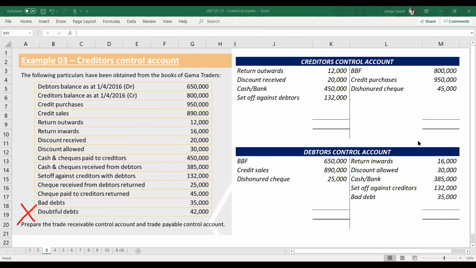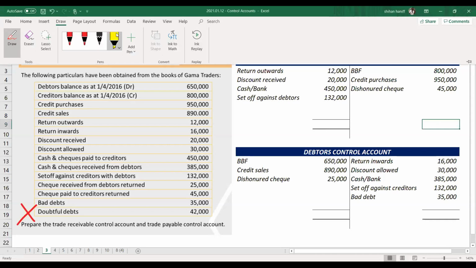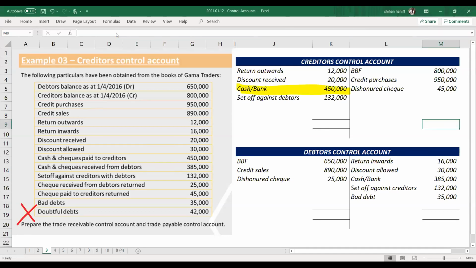Set off, two entries. Set off double entry is debtors account credit, creditors account debit, 132,000. Cash paid to creditors will be debit. Cash account credit, creditors account debit, 450. Cash received is cash account debit, debtors account credit. Okay. Now let's take the balance.